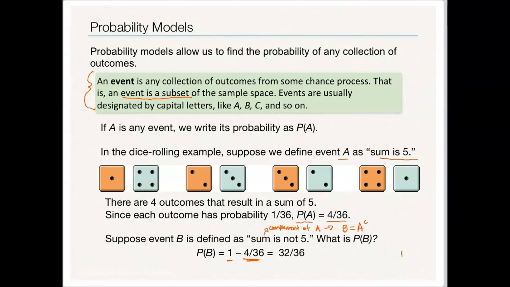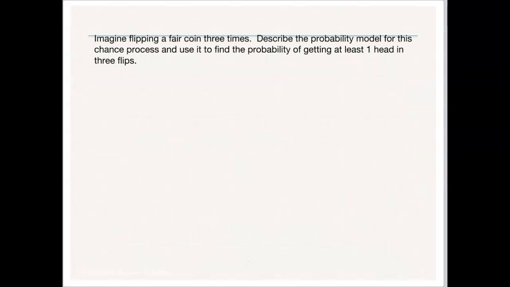Okay, let's try this example. Imagine flipping a fair coin 3 times. Describe the probability model for this chance process and use it to find the probability of getting at least one head in 3 flips. All right, so let's talk about the sample space first.